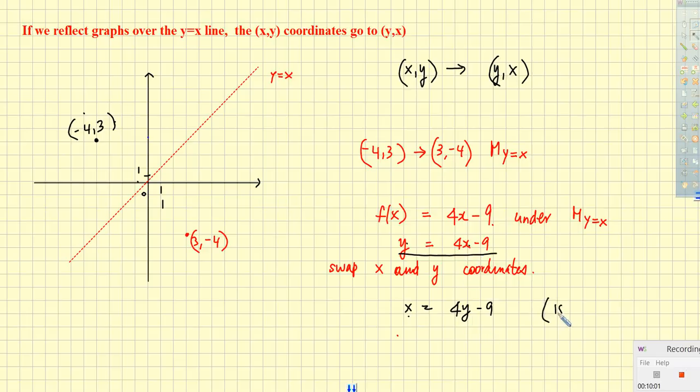And now, because we always write our answers as y equals, I'm going to isolate for y again. Therefore, I'm going to end up getting x plus 9 is equal to 4y, and therefore, y is going to equal x plus 9 over 4. Or, if I want to simplify that, I could write it as 1/4 x plus 9 over 4, just to show that it is a linear equation. This is a linear equation with a slope of 1/4 and a y-intercept at 9 over 4.